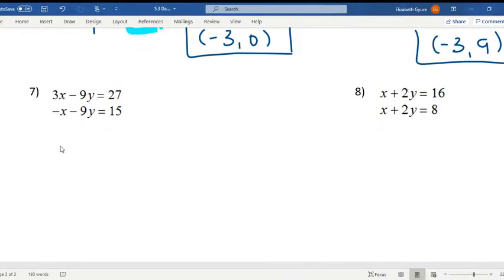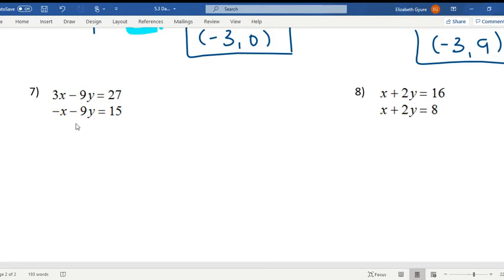So if you look at number 7, we have 3x minus 9y equals 27, and negative x minus 9y equals 15. Here you can see you have two negative 9y's. So we can make these cancel, we just got to switch one of our signs, right? One of these negative 9y's needs to become a positive 9y. I always just like to change the bottom one when I can. It doesn't really matter which one you pick. I just try to keep it consistent.